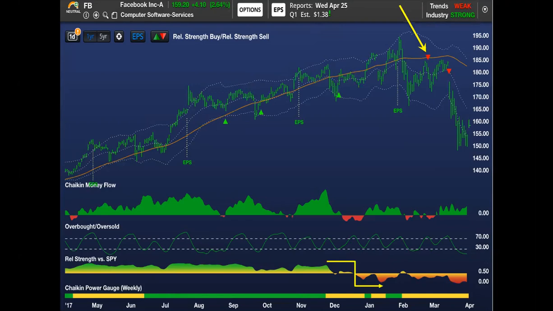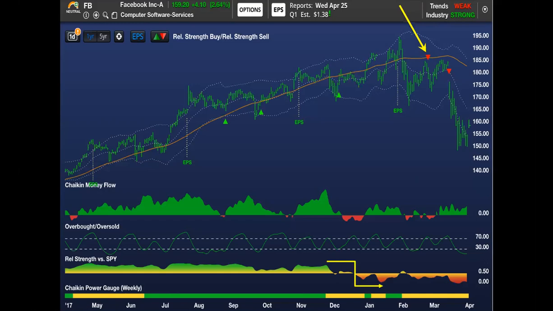Now, the power gauge never turned bearish, but it started to underperform the market back in January. So you want to get out of your long positions. And when you see a relative strength sell signal here in late February, with the stock trading at 178, you jump on it. And then you get another signal when it gapped down on the potential involvement in the Russia investigation.